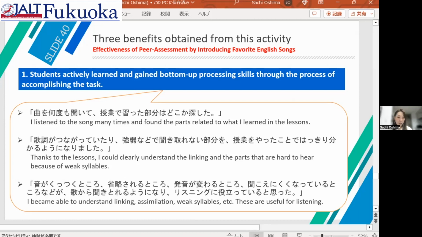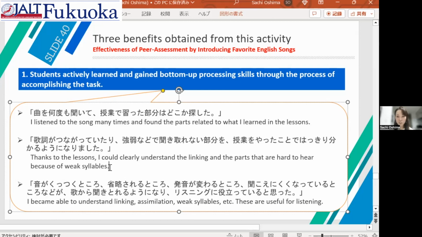If I only ask students to practice minimal pairs with me, maybe they just got bored. But they have to introduce their favorite song, and they have to introduce their analysis. So they wrote, I listened to the song many times and found a part related to what I learned in the lesson. And thanks to the lesson, I could clearly understand the linking and the parts that are hard to hear because of weak syllables.